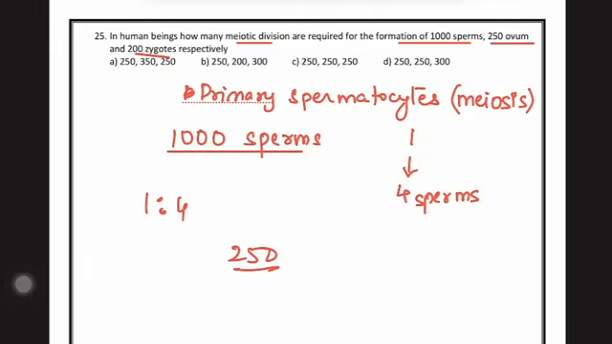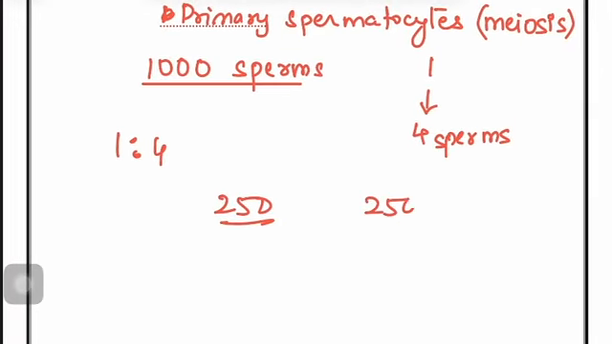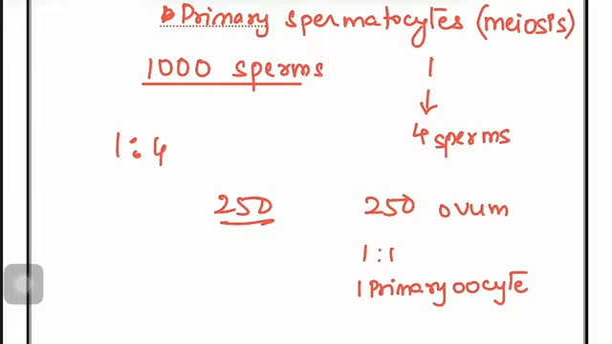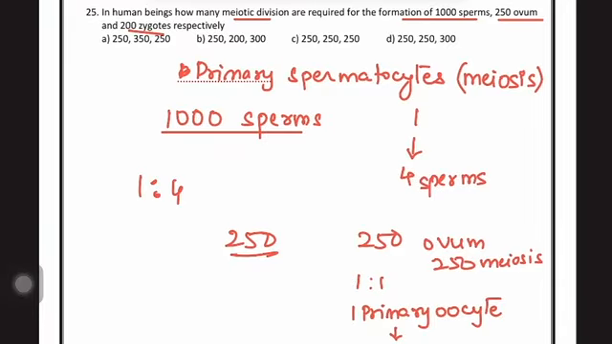Then talking about 250 ovum. For 250 ovum, the ratio is 1 is to 1. One primary oocyte undergoes meiosis to form 1 ovum. So you will need here 250 meiosis. So for 1000 sperms, you need 250 meiosis, and for 250 ovum, you need 250 meiosis.